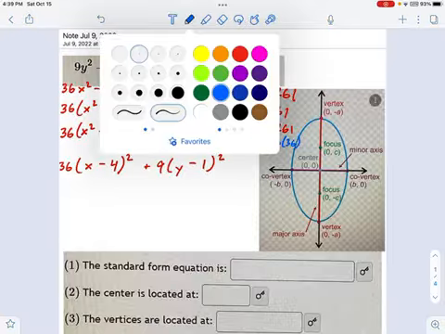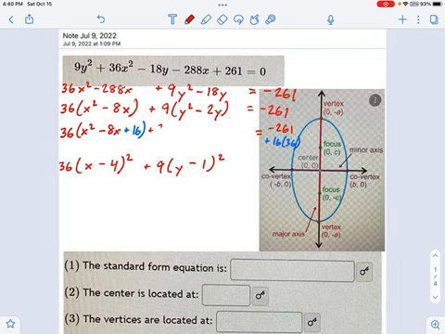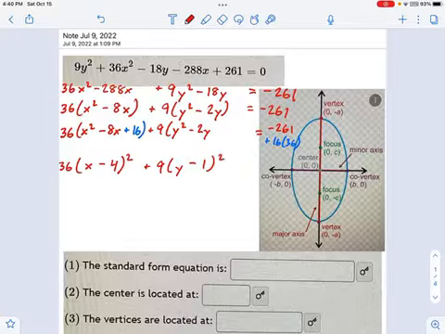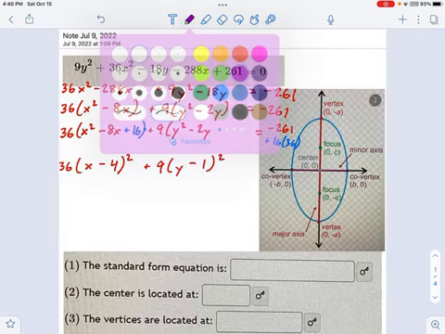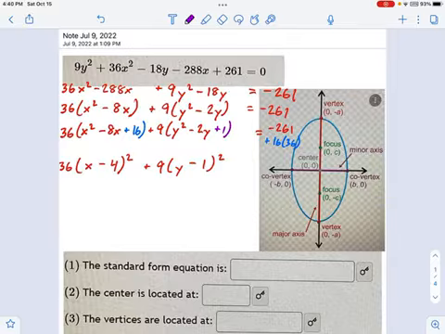Okay, next part, the y's. This is 9 times y squared minus 2y. And if you FOIL this out, you'll see we're going to get a plus 1 right there. So let me add that in, plus 1. And if I add it to the left side, I have to add it to the right side. So that's 1 times the GCF of 9.